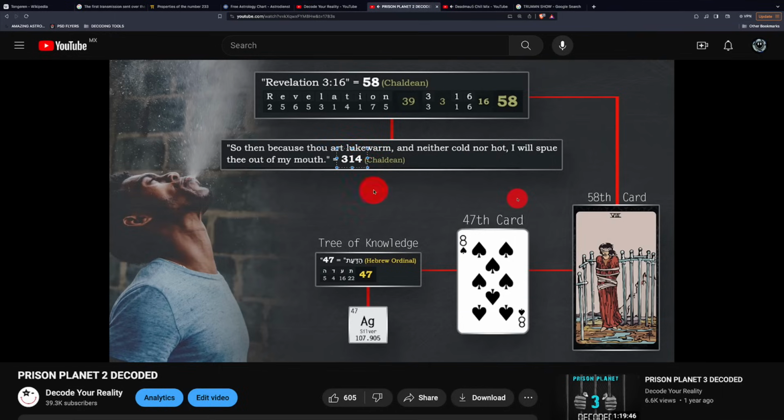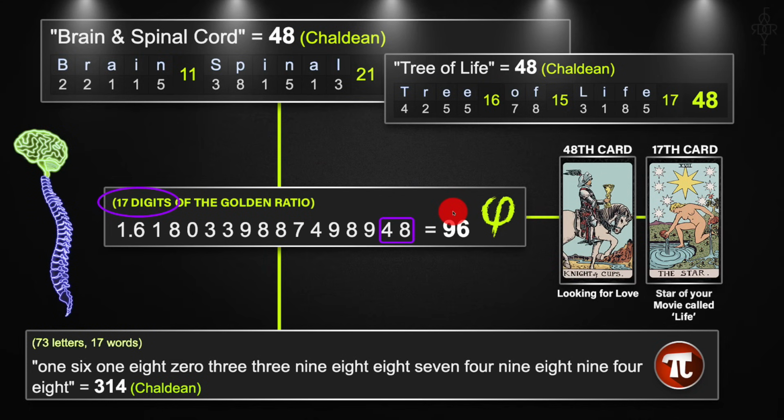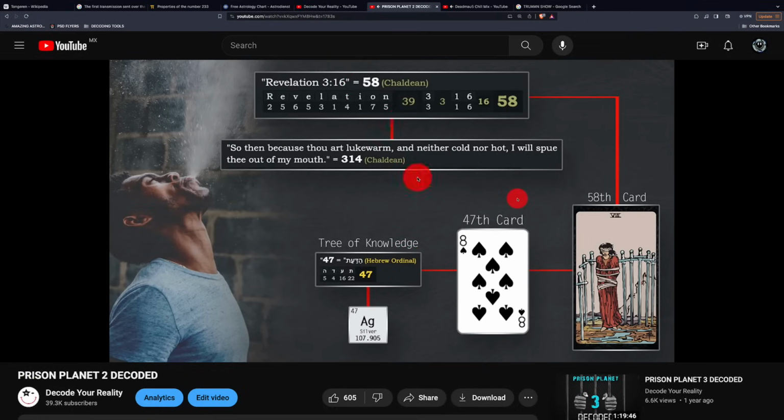Why this is important, and the direct correlation, and why this has merit, ladies and gentlemen, is because of the fact that when you say, and I'm going to go back to this, I already showed this, when you say 16180339887498948, which is where the tree of life ends, you get pie. You get pie.